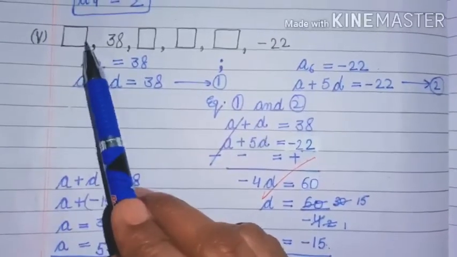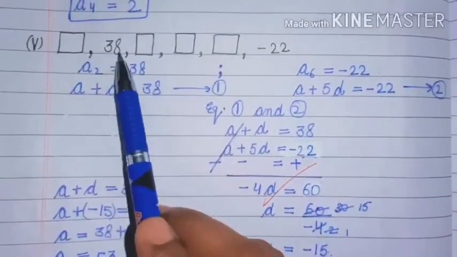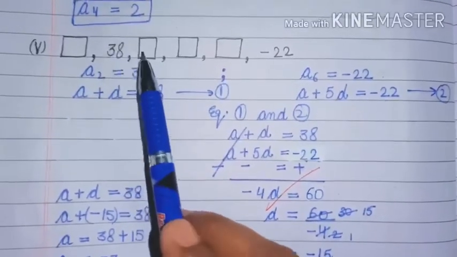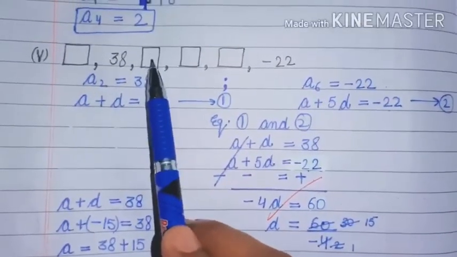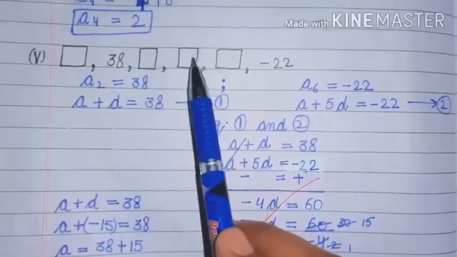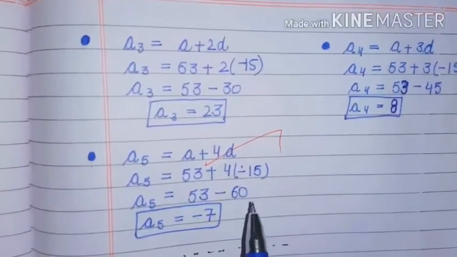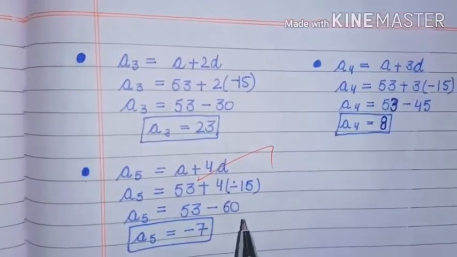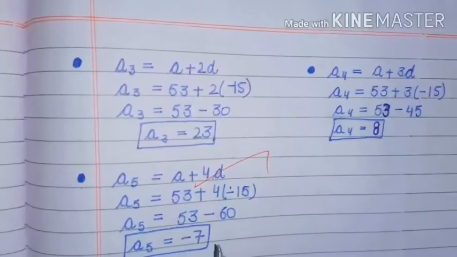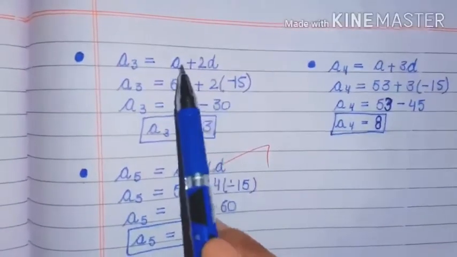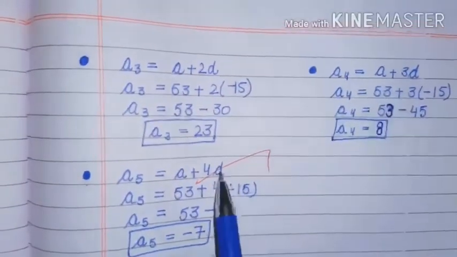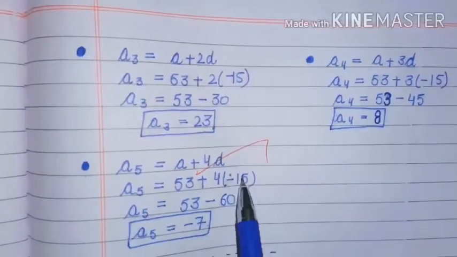So the first term is 53 and adding -15, it is 38. Then if we again add -15 to 38, you will get 23. Then to 23 if you again add -15, then you will get 8 and after that you will get -7, or with the help of this formula and this formula also you can find the value.